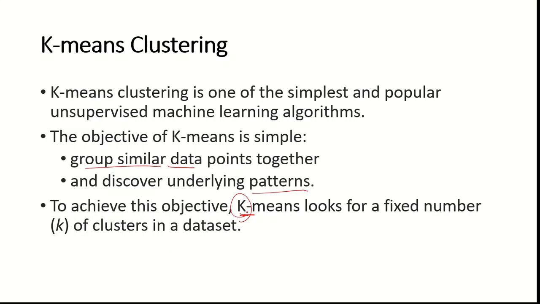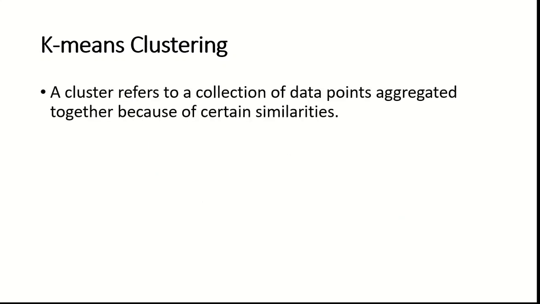So to achieve this objective, K-means looks for a fixed number K of clusters in the dataset. So it has to discover the value of K. A cluster refers to a collection of data points aggregated together because of certain similarities. So in clustering, we have to group the data based on their similarities.